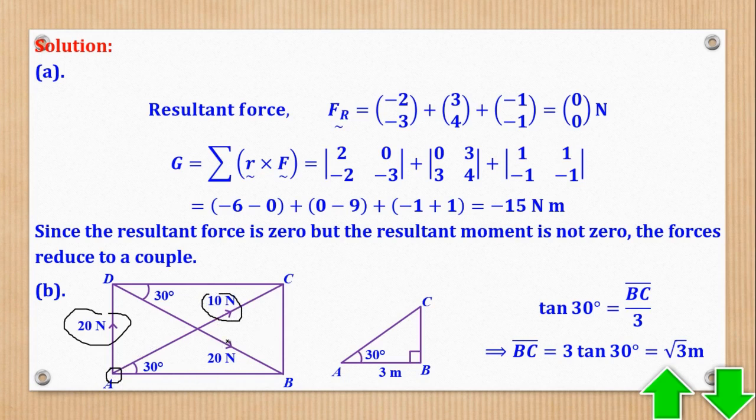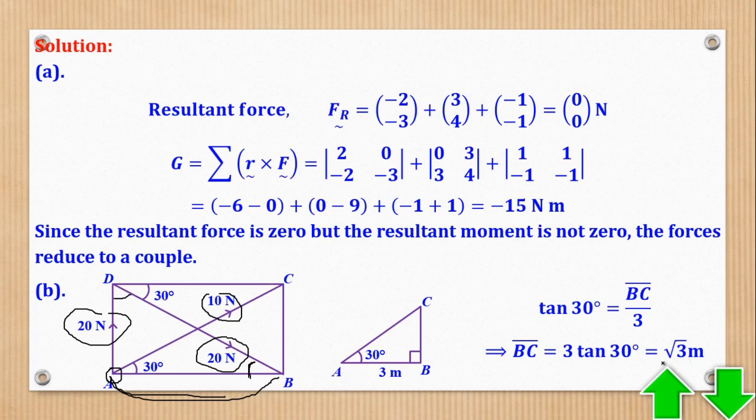So the moment we are going to get is the moment of this force. It will be that force times the perpendicular distance. If I'm using distance AB, I'm going to say 20 times AB sine this angle, which is 30. If I want to use distance AD, I'll use this angle, so it will be 20 times AD sine 60. Any of the two is okay.